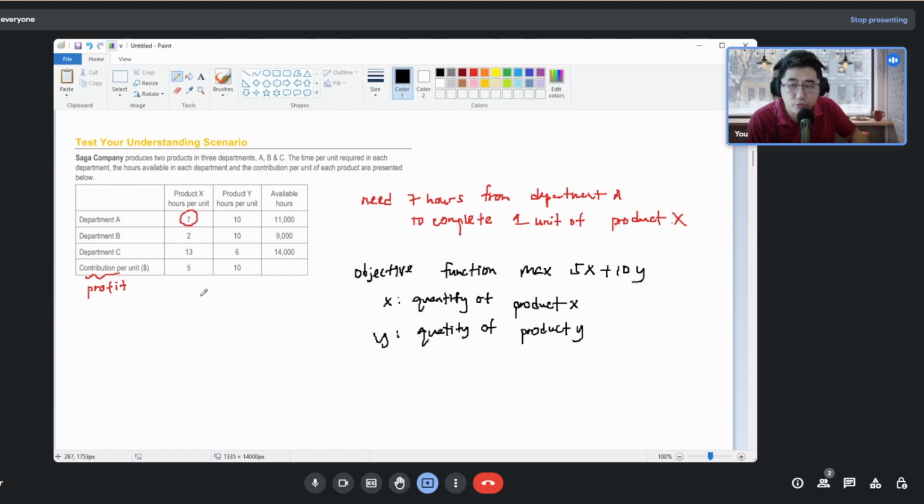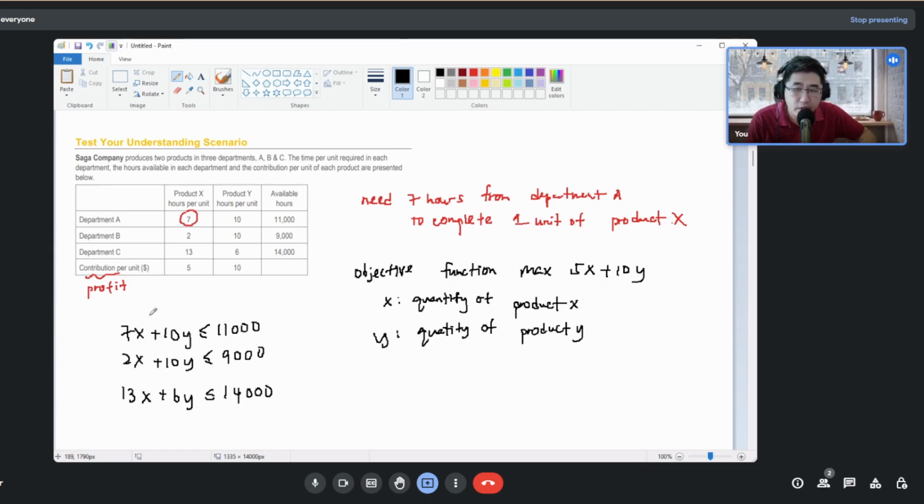So over here we have three constraints. We have 7x plus 10y must be less than or equal to 11,000. 2x plus 10y must be less than or equal to 9,000. Then for department C, we have 13x plus 6y less than or equal to 14,000.